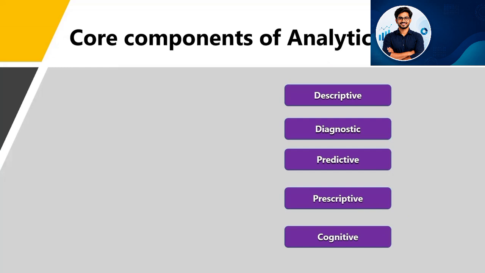Let's try to understand some of the core components of analytics. These are some of the core components a data analyst should know: descriptive, diagnostic, predictive, prescriptive, and cognitive. This is something a data analyst must know whenever he or she is doing some work as a data analyst. We will see these components one by one now.